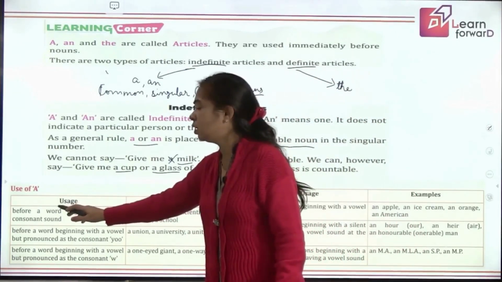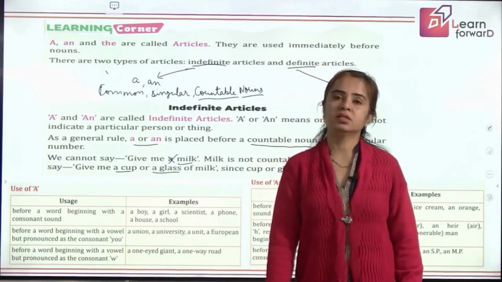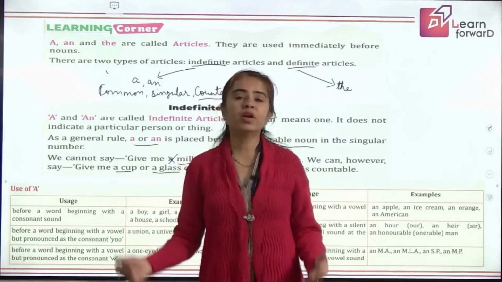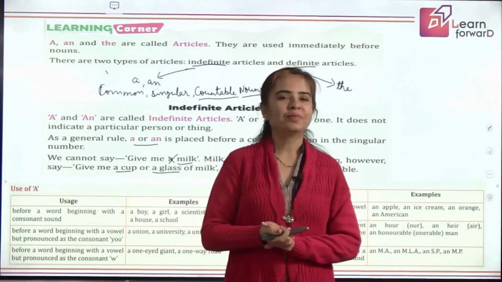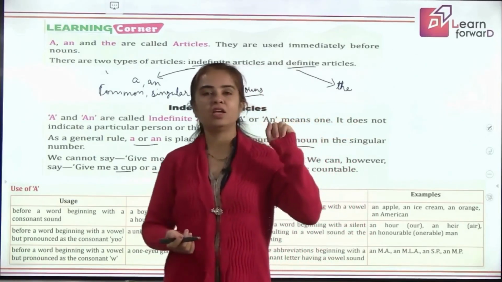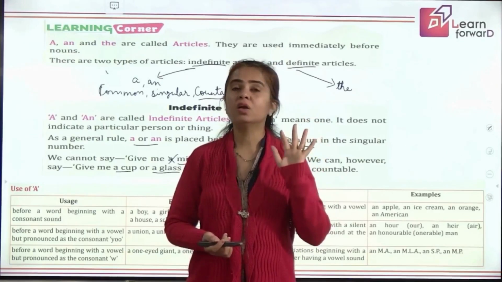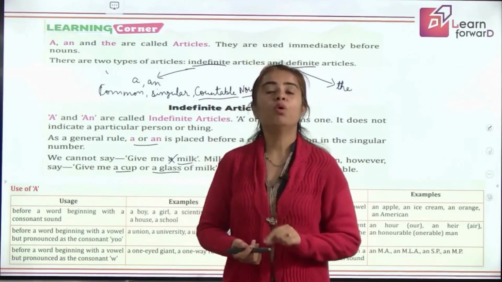This a is used before words beginning with a consonant sound. We are not saying consonant letter. Do you know what are vowels and consonants? How many vowels do you know? 5. Perfect. A, E, I, O, U. So, we are not talking about the vowels here. We are talking about the vowel sounds and the consonant sounds. What do they mean?